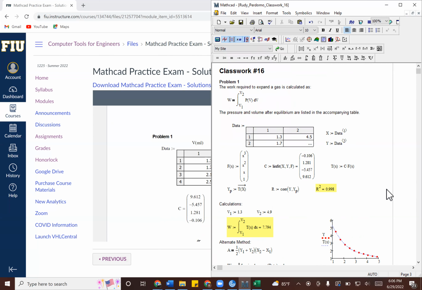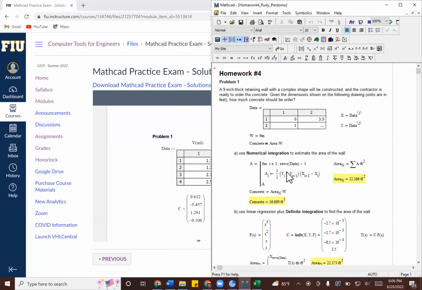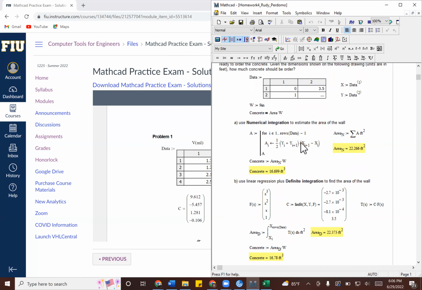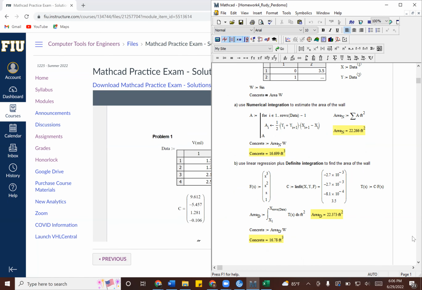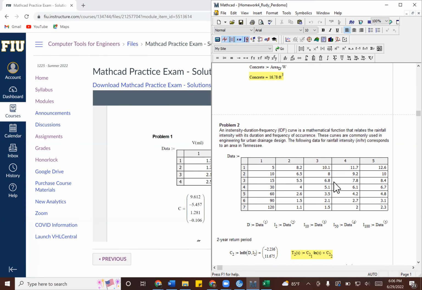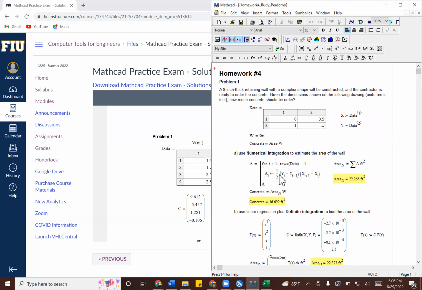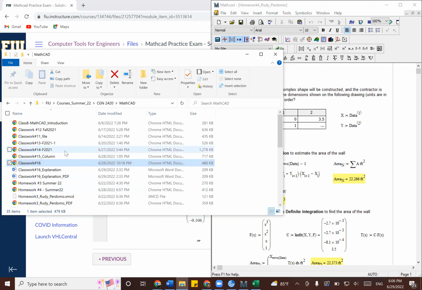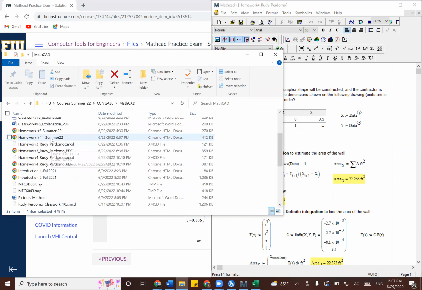And it's not responding. Oh, there it is. Okay. So here it's asking for numerical integration and then definite integration. Wait, what's the first part asking for? It gives us this. Oh, wait, I think I have it here. Homework for this one. Where's it gonna open?